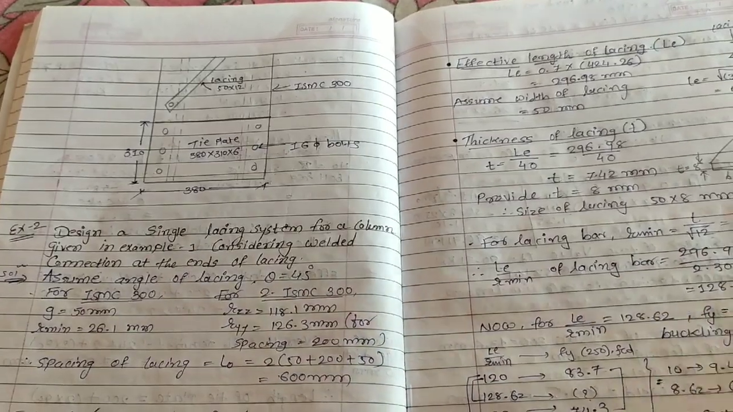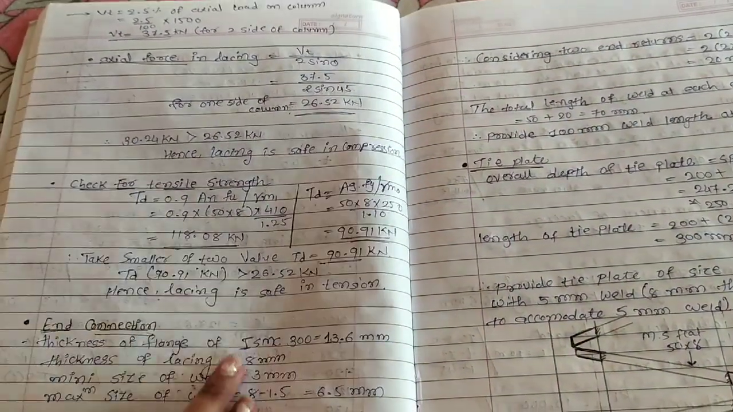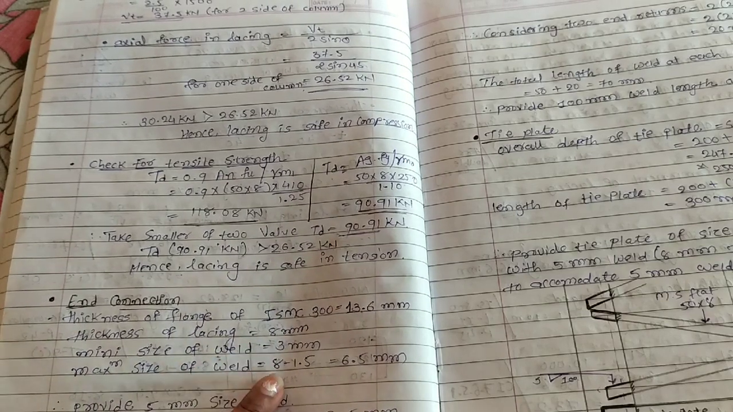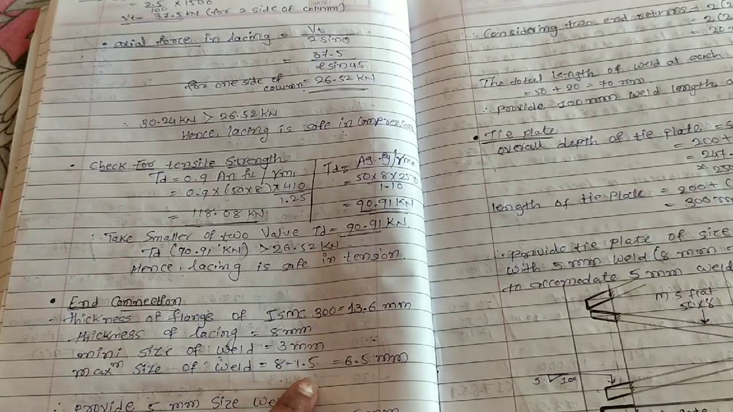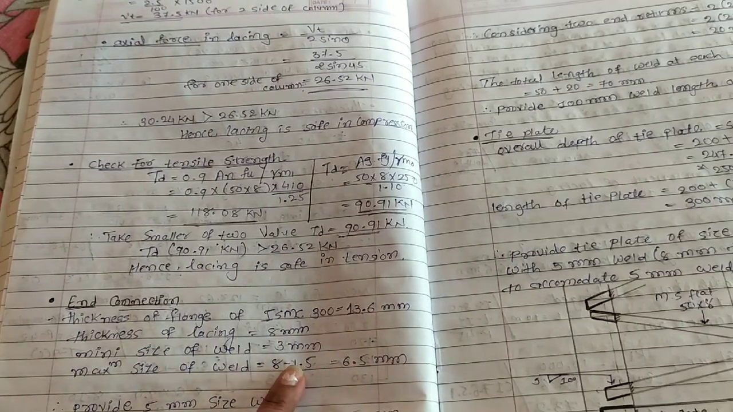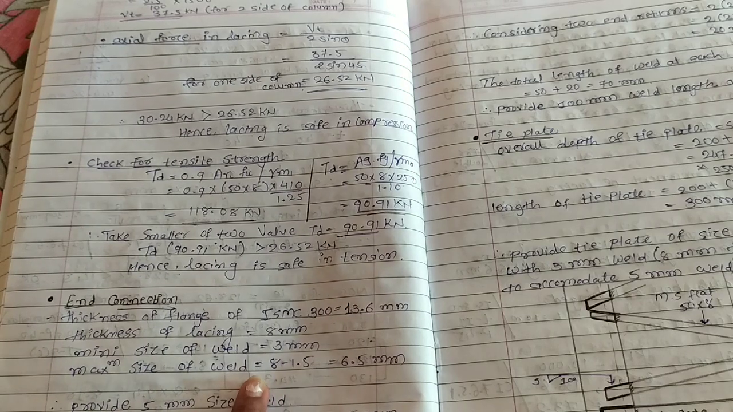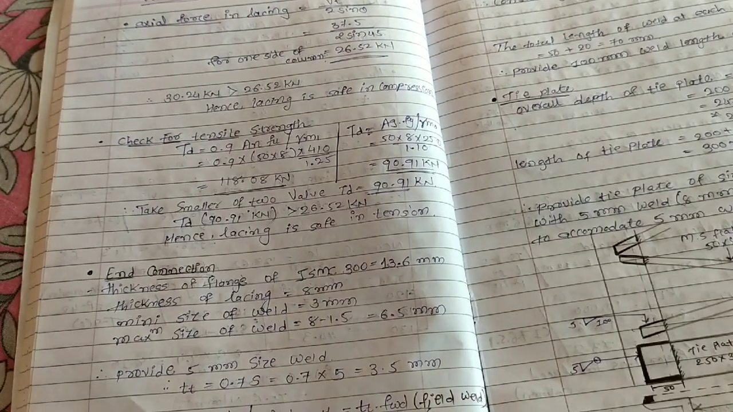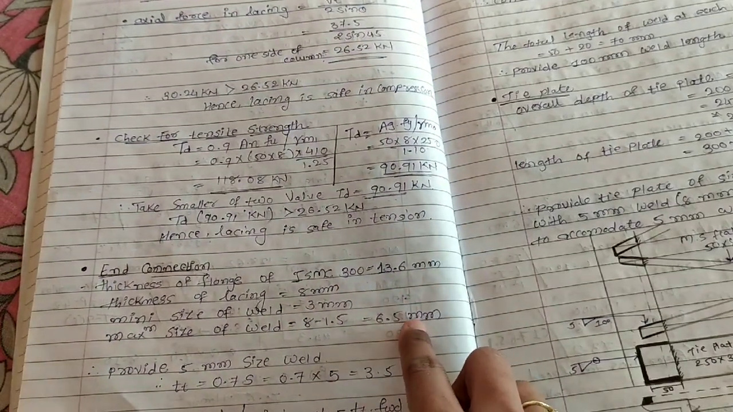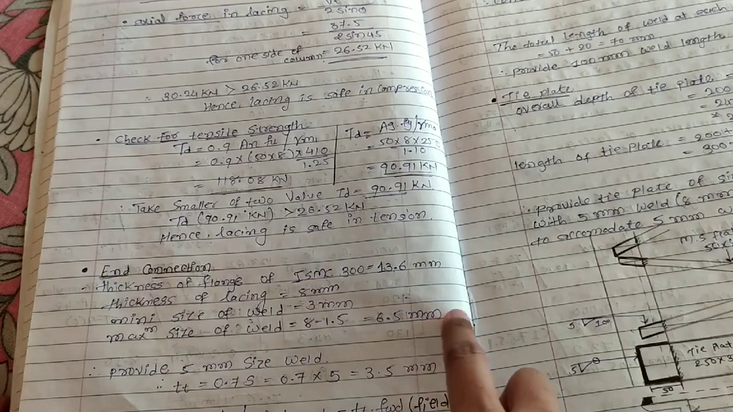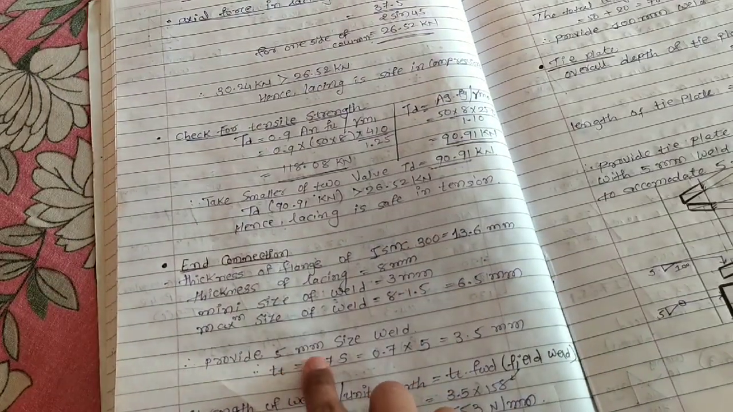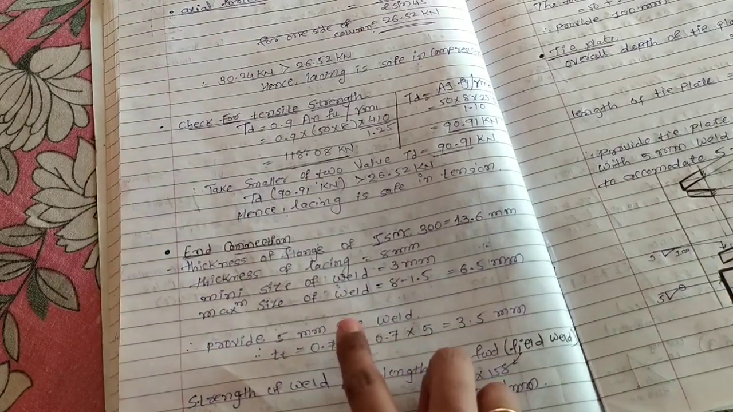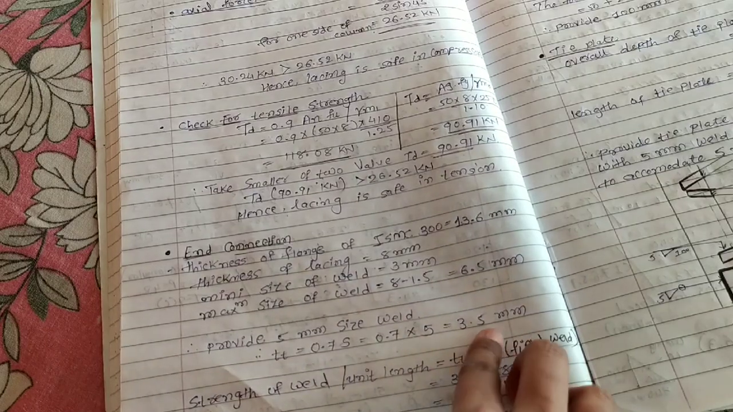Now the next step is the minimum size of fillet. We are assuming a minimum size of 3 mm, and the maximum size of fillet: our thickness of lacing is 8 mm minus 1.5, that means 6.5 mm. You know that in weld connection we subtract 1.5 from the maximum size. So we have to provide a size of fillet between the minimum and maximum value, minimum 3 and maximum 6.5. So we are providing a 5 mm size of fillet. Now for throat thickness, 0.7 times the size of fillet 5 mm, TT is equal to 3.5 mm.